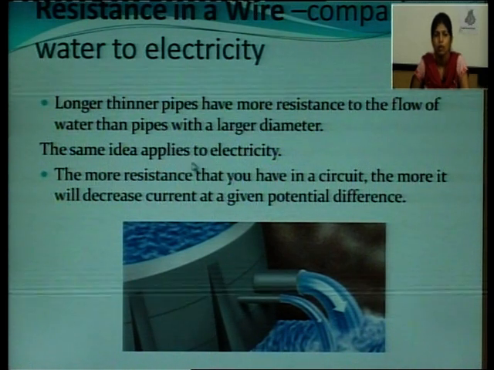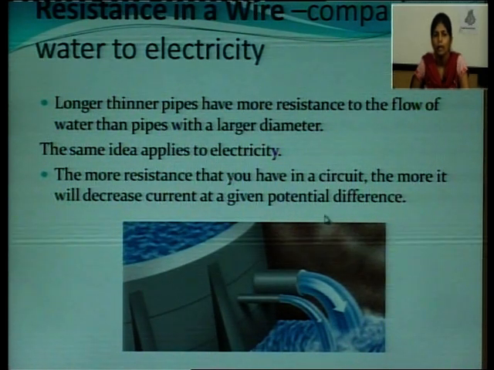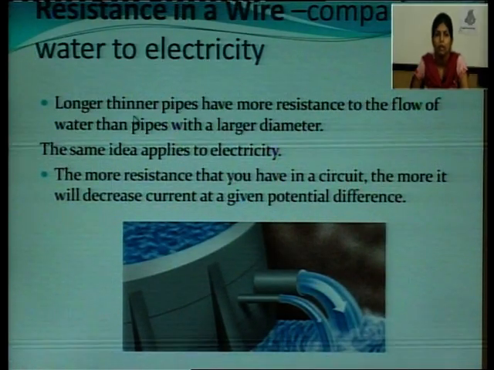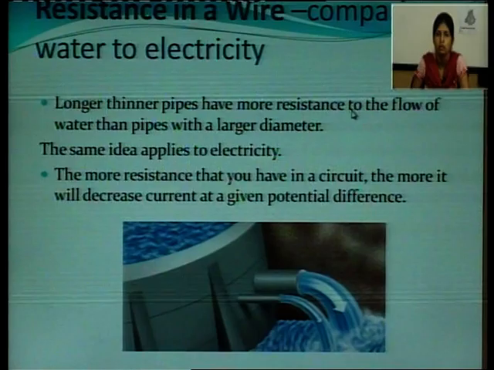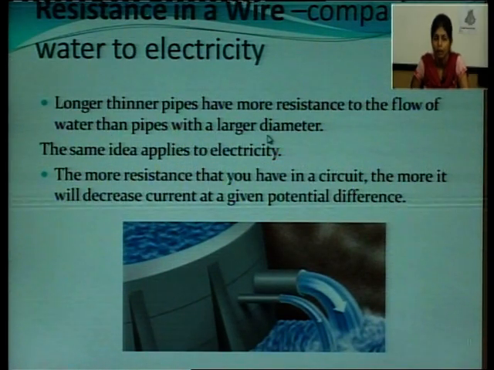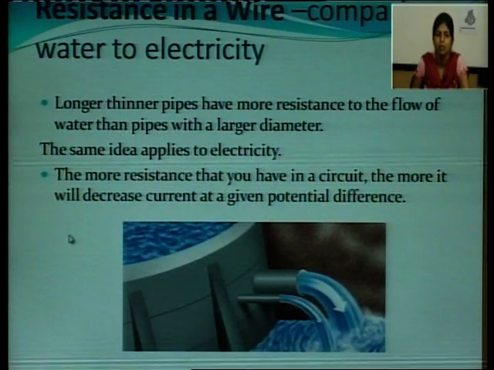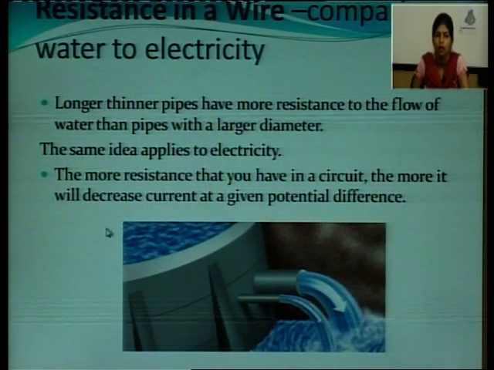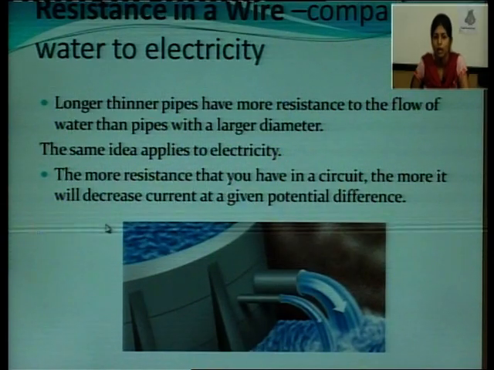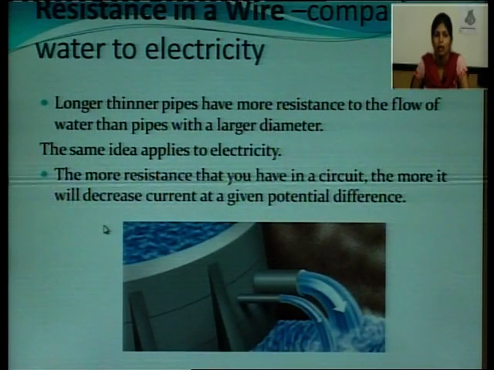So in this way we can correlate the water with the electricity. So longer, thinner pipes have more resistance to the flow of water than pipes with a larger diameter. So resistance is inversely proportional to area. If area is less then resistance will be more, and if area is large then resistance will be less.